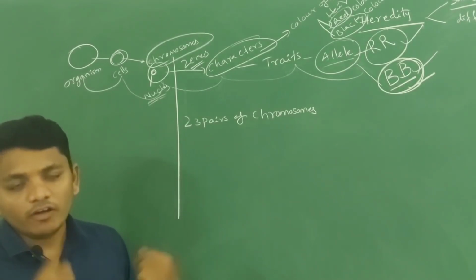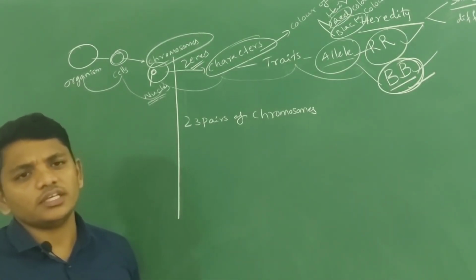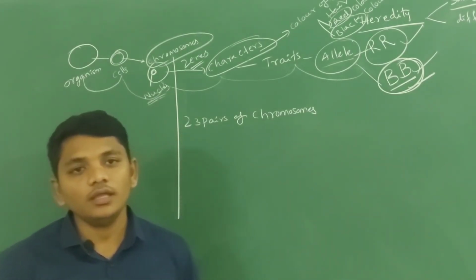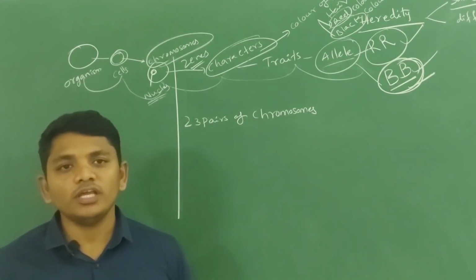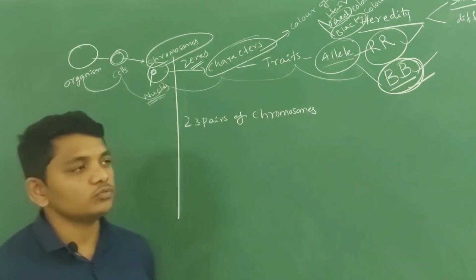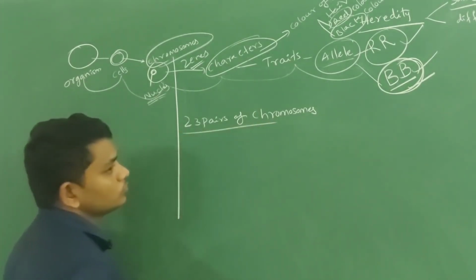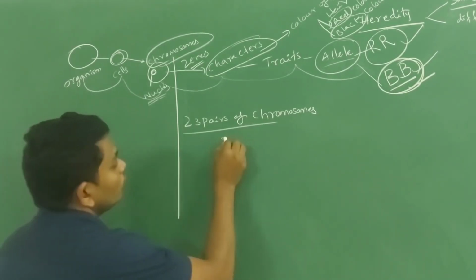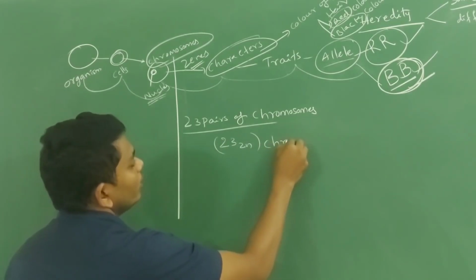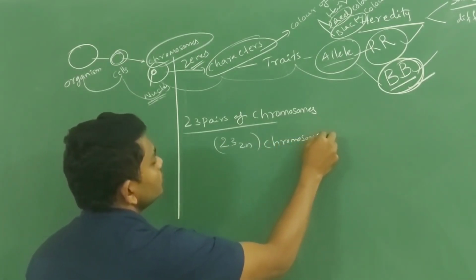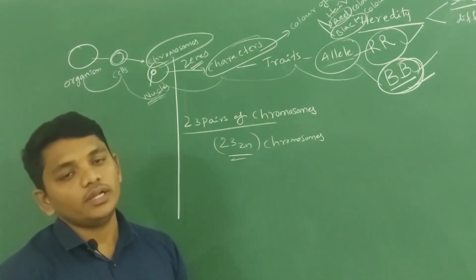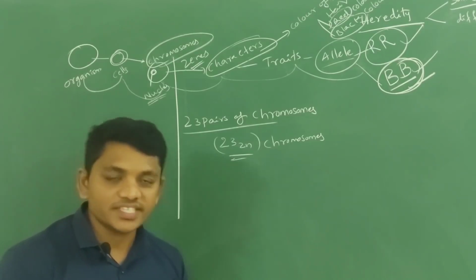In this way, our body contains crores of cells, and each and every cell contains 23 pairs of chromosomes. We can represent these like this: 23 2n chromosomes, which means 23 pairs of chromosomes are there in each cell.